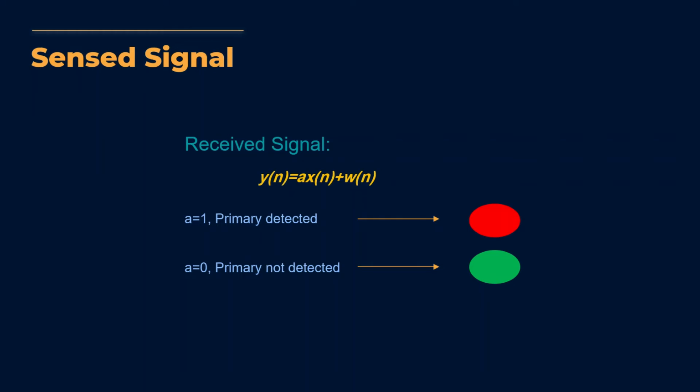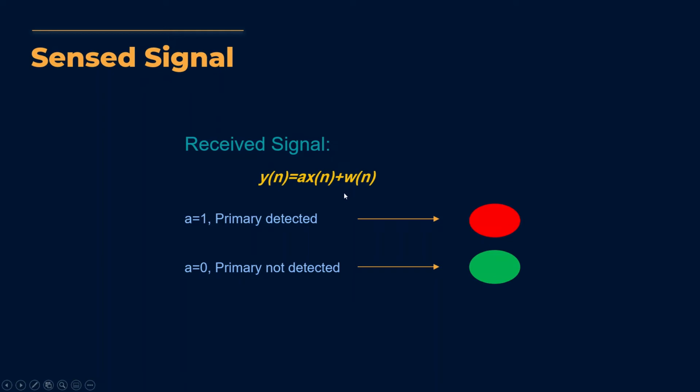Now here's the question: how can the secondary user determine whether there is a primary user or not? During sensing, the secondary user would get a signal like this. Y, the sensed signal, is equal to AX plus W. W is the white Gaussian noise, X is the primary signal, and A can be either 1 or 0. So if A is 1, then the sensed signal is X plus W, which means there is a primary user, and if A is 0, then the sensed signal is only W, there is only noise.